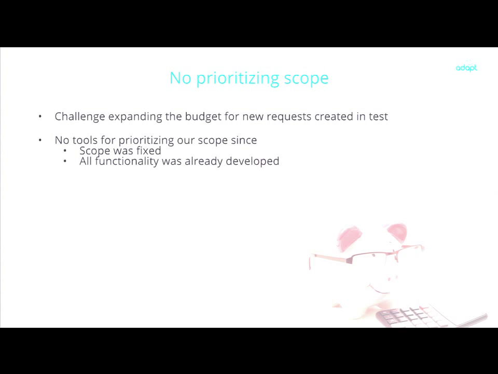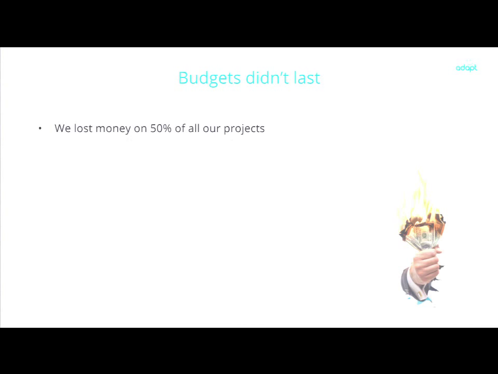And we didn't really have any tools for prioritizing our scope, since our scope was fixed to a fixed budget, and we had already developed all of the functionality at this point, so we couldn't really leave anything out and prioritize differently. So our budgets didn't last, and we actually ended up losing money on 50% of all our projects, which is not good business.